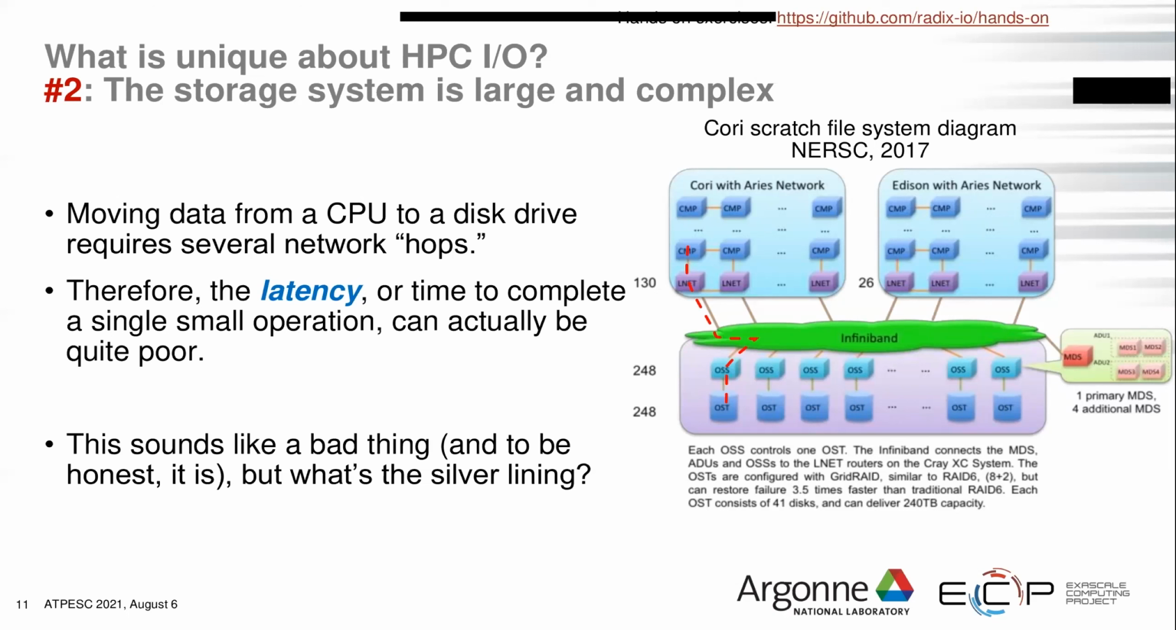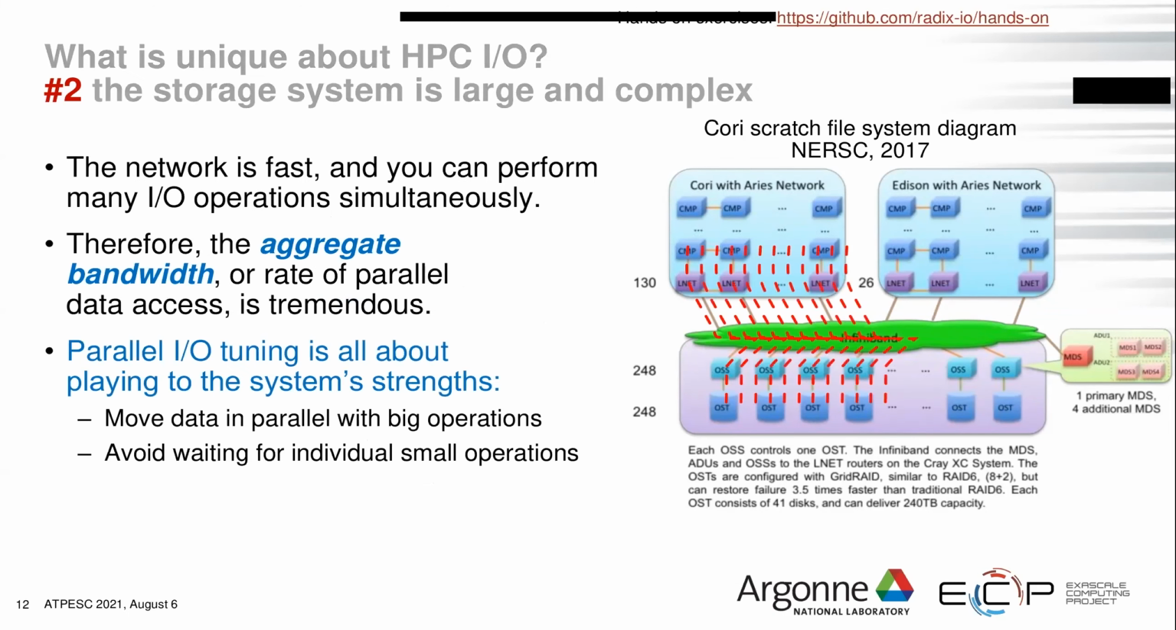What this means is that the latency, or the time it takes to get 1 byte of data from your application to a disk drive or vice versa, can actually be pretty bad. In fact, quite a bit worse than a laptop, or maybe even worse than your phone. This sounds like a bad thing, and to be honest, it is. But the good news is there is a ton of compute nodes, a ton of network fabric links, and a ton of file servers available that you can use simultaneously.